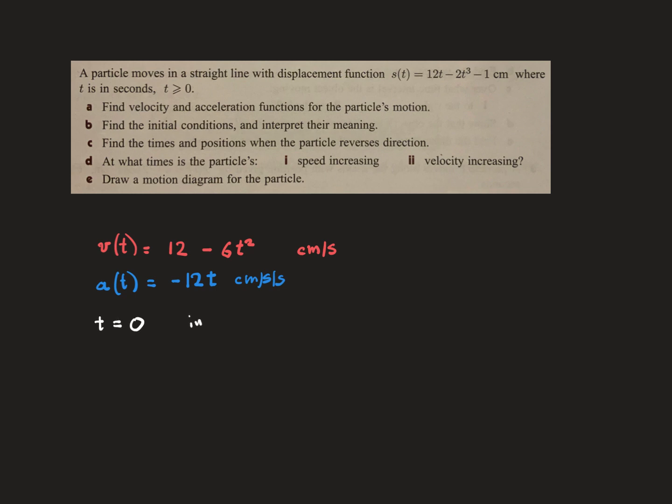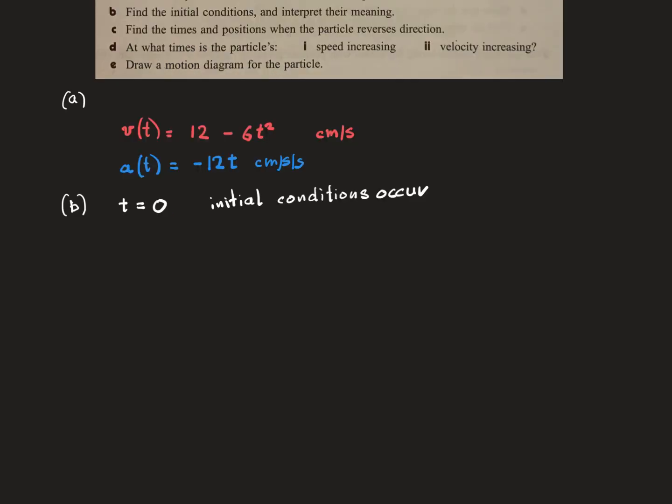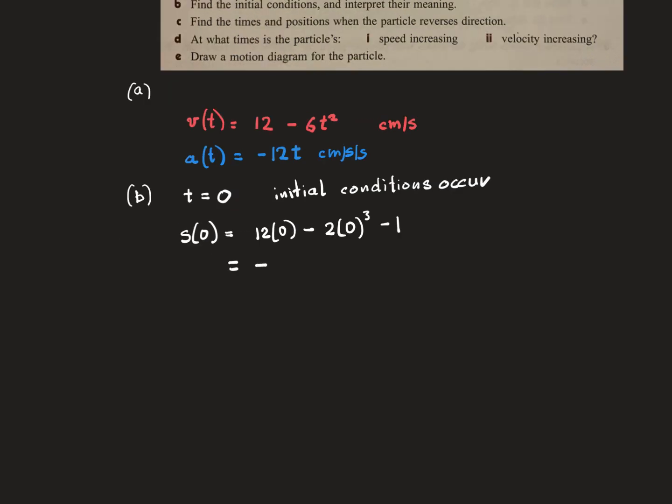So the initial condition for the displacement will be when time is 0. We just insert 0 into each one of these. 0 cubed minus 1. This is minus 1 centimeters. So how do we interpret this? We say that the particle is 1 centimeter to the left of the origin.